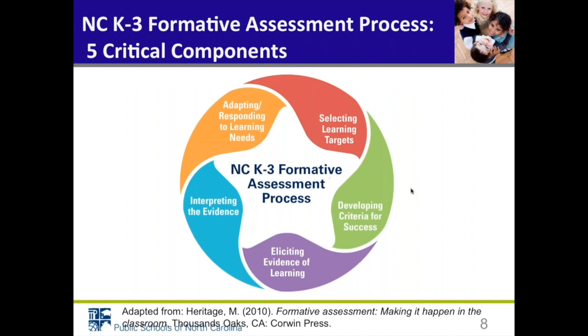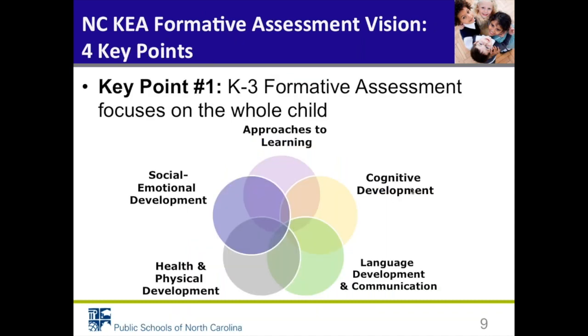We select learning targets, develop criteria for success. We intentionally plan to elicit evidence of learning from students. We then interpret the evidence we've collected, and we adapt and respond accordingly with our instruction. In just a bit, Darlene will talk more about each of these components and what they look like in the classroom. There are 4 key points of the KEA formative assessment vision.